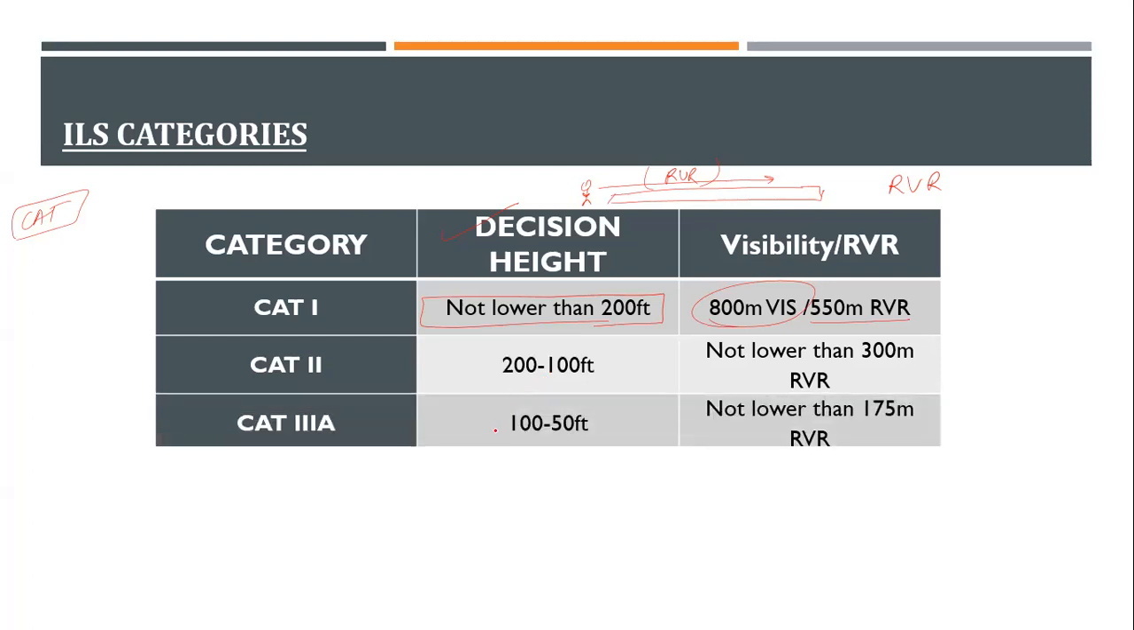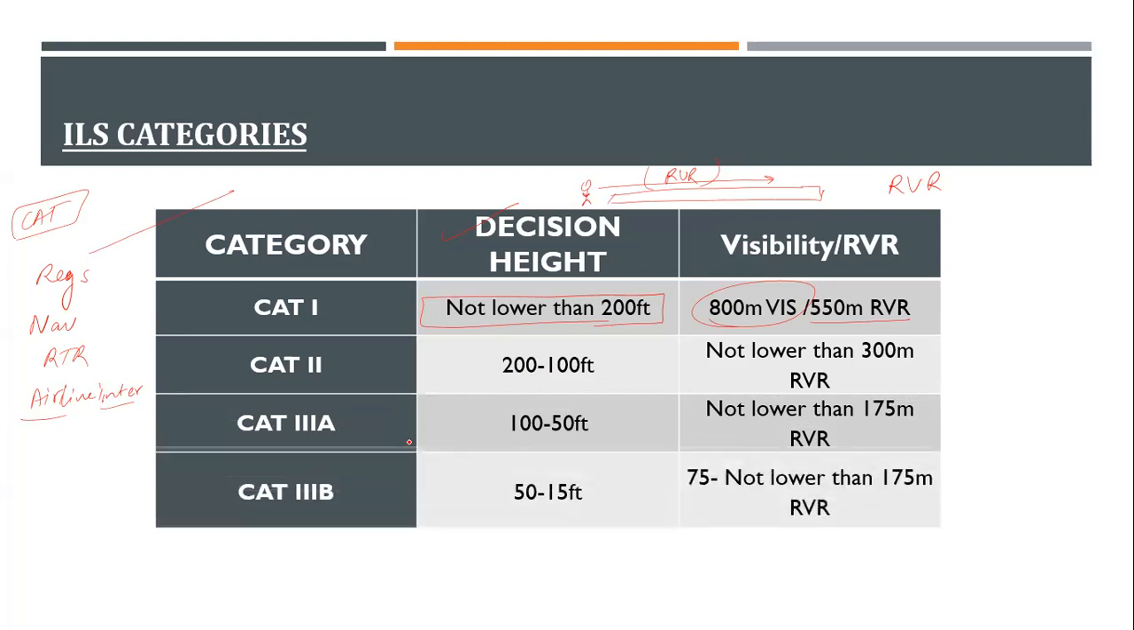These decision heights and categories are very, very important. They are in your regulations, navigation, your RTR, and even your airline interviews. So you can just take a printout of them and paste it on a wall or something. Keep going on and revising them. As I told you, there are 3 distinctive categories, but the third category itself is divided into subcategories. The first one is A, second is Bravo, and then we have Charlie.